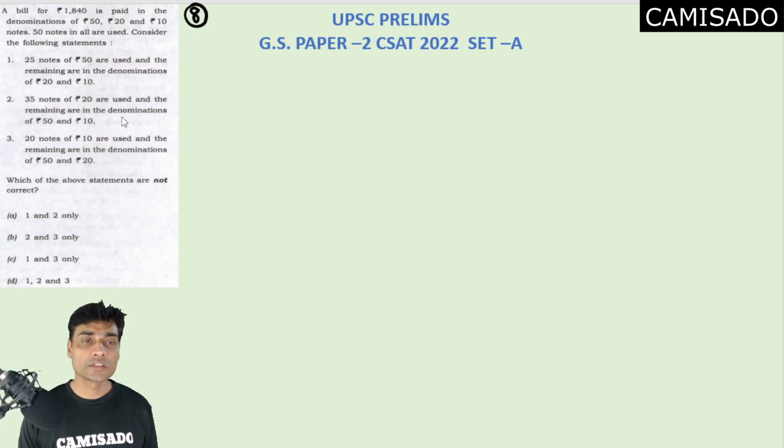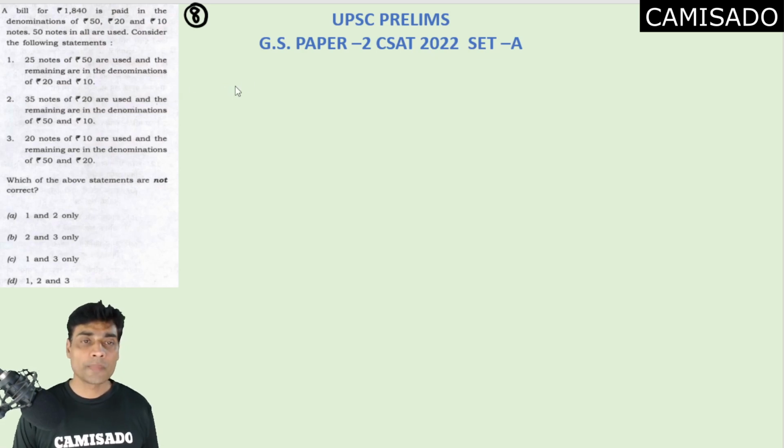Now coming to the next question. Again, this is question number 8 of the paper. A bill. Actually in this question we have to check the conditions. A bill of rupees so and so is paid in the denomination of 50 rupees, 20 rupees and 10 rupees notes. 50 notes in all are used. Consider the following statements. We have to check all the statements, which statement is correct or false.